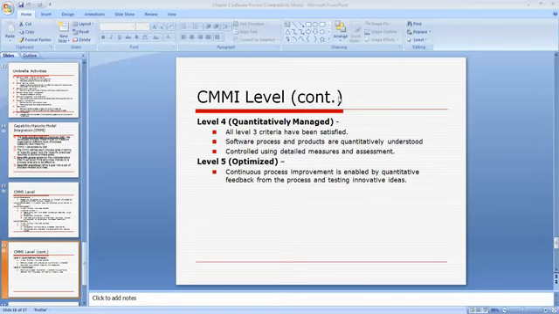Now the level 3 criteria have been satisfied, and then you can go for level 4. It is also called the quantitatively managed level. Now software process and products are quantitatively understood and they are controlled using detailed measures and assessment.